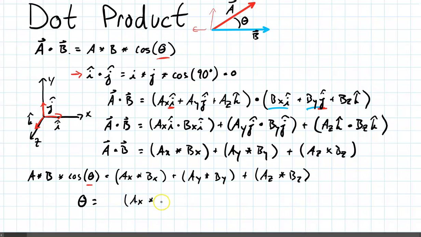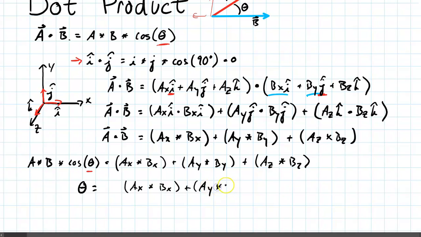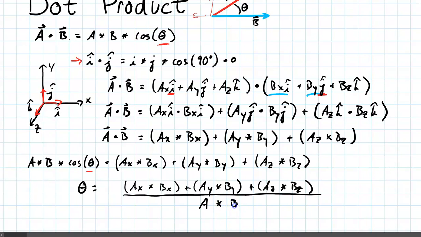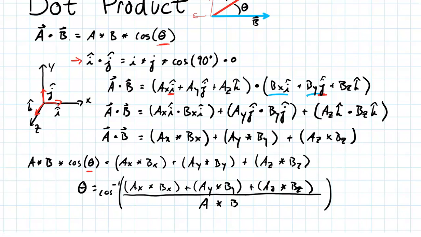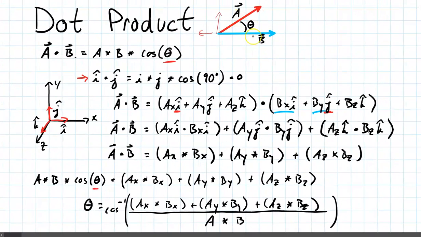AX multiplied by BX plus AY multiplied by BY plus AZ multiplied by BZ, all divided by A, this is the magnitude again, multiplied by B, okay, and then the arc cosine of all of this. That's how you find the angle between two vectors using the dot product. And so this angle tells us the directionality of A relative to B.